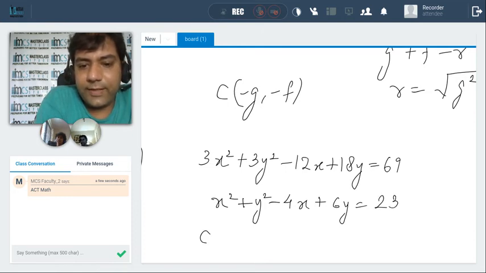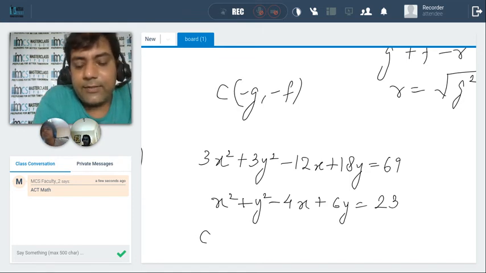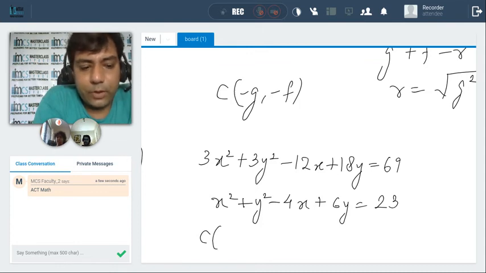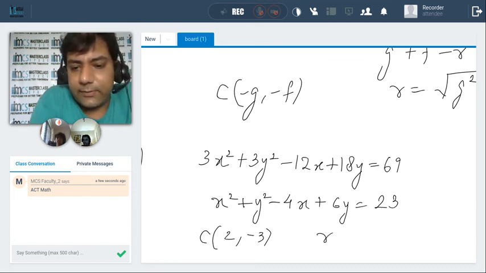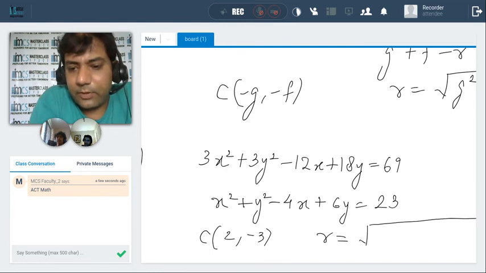So the center of the circle is going to be minus half times the coefficient of x. So minus 1 by 2 multiplied by minus 4, that's going to be 2. Negative half times the coefficient of y is negative 3. Okay, this is the center. And what about the radius of the circle? Tell me the radius of the circle.